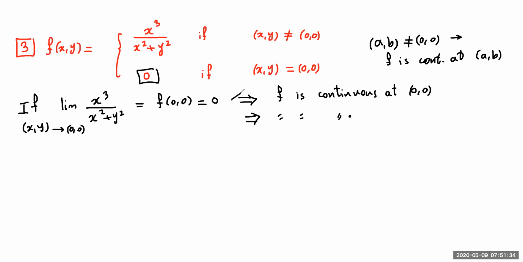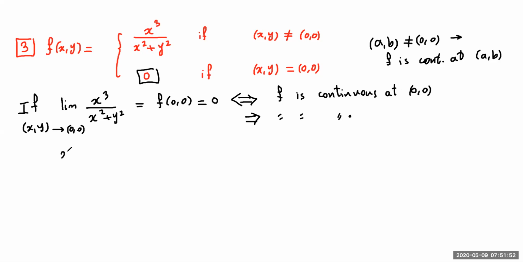And the inverse is also correct. If the function is continuous at (0, 0), this limit must be 0. So if this limit is not 0, the function is not continuous at (0, 0), so it's not continuous on its domain. So let's calculate this limit.